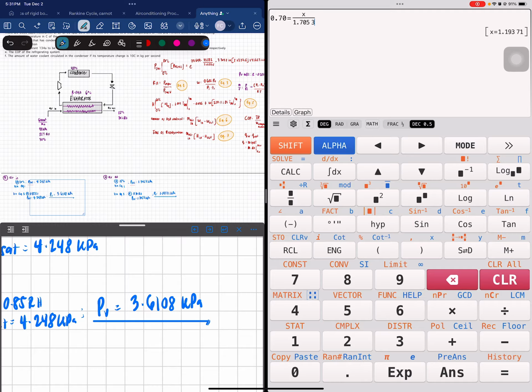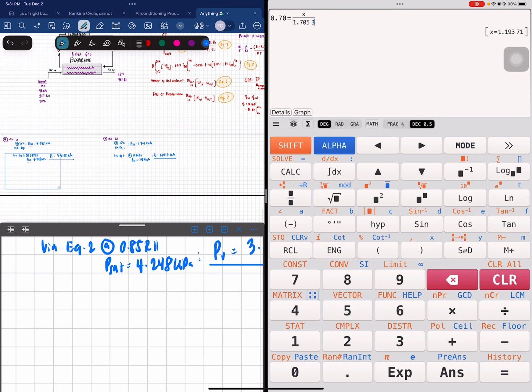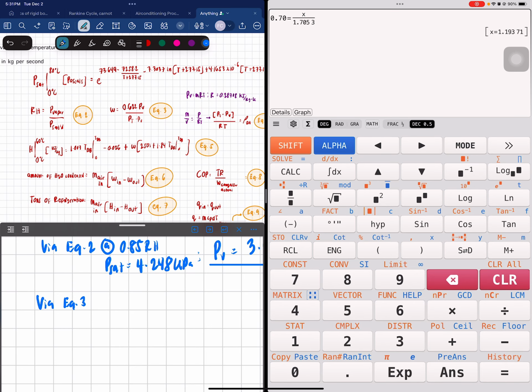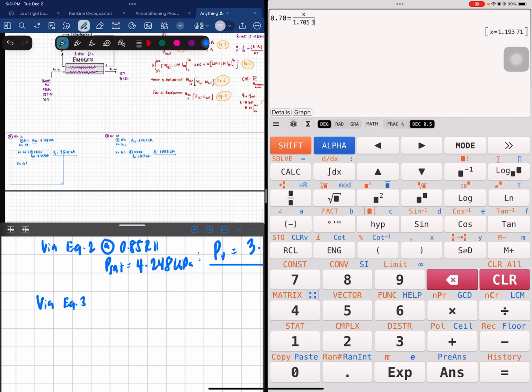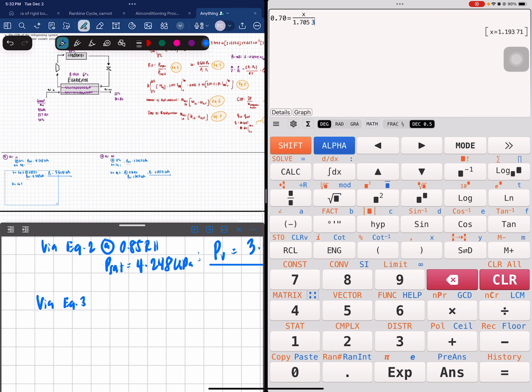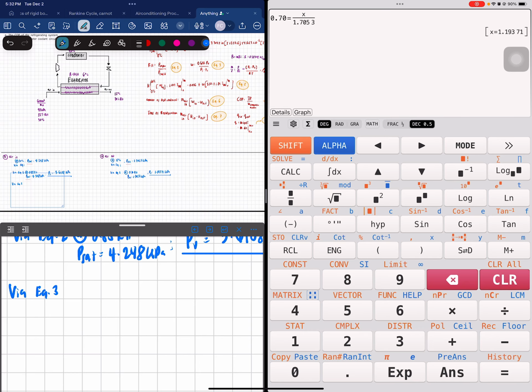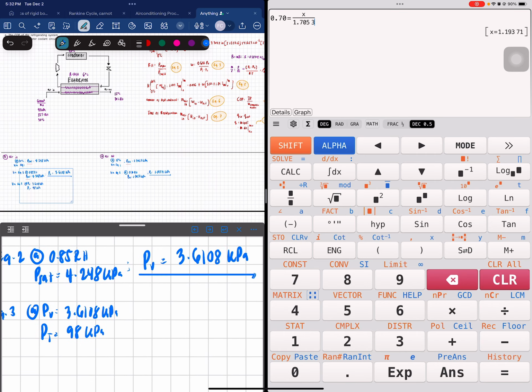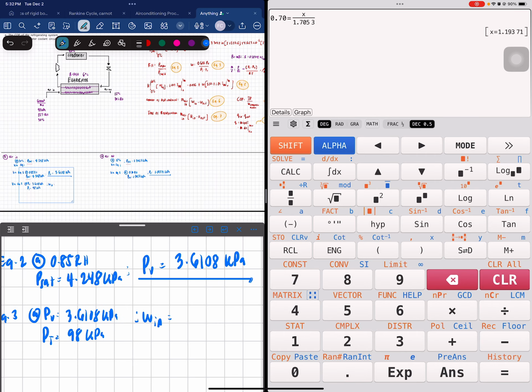So what else do we need? We need the humidity ratio. Okay. So via equation 3, right? Via equation 3, what's our equation 3? It's 0.622 PV over PT minus PV. Okay. We have our PV already, the vapor pressure, and PT is 98 kPa. At PV equals 3.6108 kPa, W in is what?